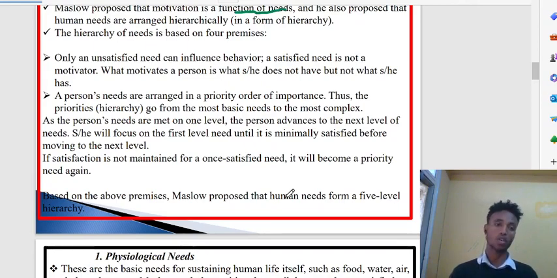There is a priority or hierarchy, going from the most basic need to the most complex.